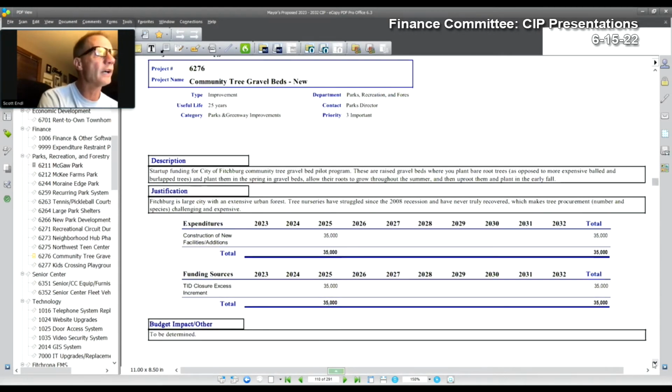Community Tree Gravel Bed. This is in 2025, and again the source was the TID closure. I think this is really going to be another great project, in the idea that we plant something in the spring and are able to harvest it in the fall, and in theory put it in one of our woodlots to begin to restore some of our woodlots, which is a great idea.